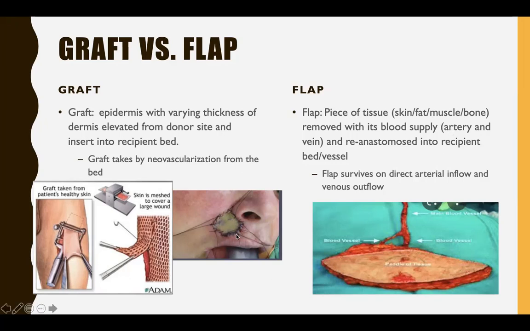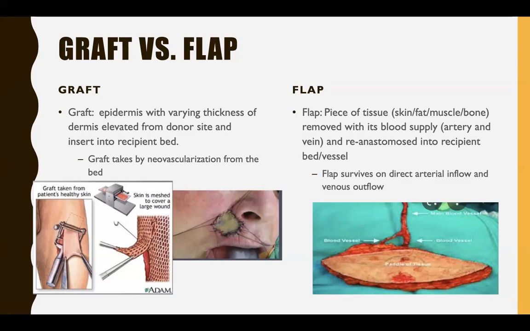It looks super pale because it doesn't have a blood supply. So you have to stick it down nicely and you get neovascularization. The blood vessels grow up into the graft from the bed of the wound. This means that you can't have shear force and you can't have a hematoma underneath the graft, otherwise the graft won't take.